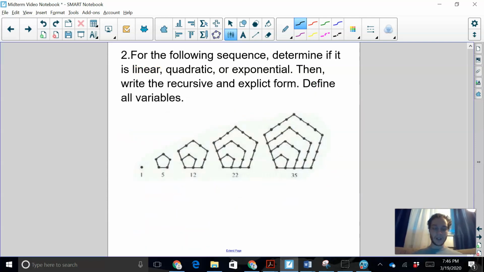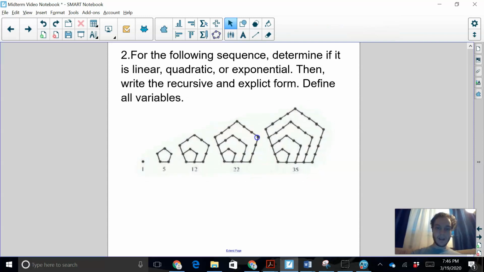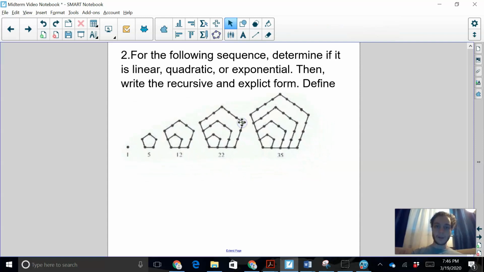Here's the next one. Now you may have seen this as a homework problem. I just happened to pull this right off the homework, which you've already got the answers to, and I'm just going to work this out for us. So for the following sequence, determine if it is linear, quadratic, or exponential. Then write the recursive and explicit forms, define all variables. This one's going to take a couple slides to do. Now that we kind of know the direction, I'm going to slide this up a little bit.